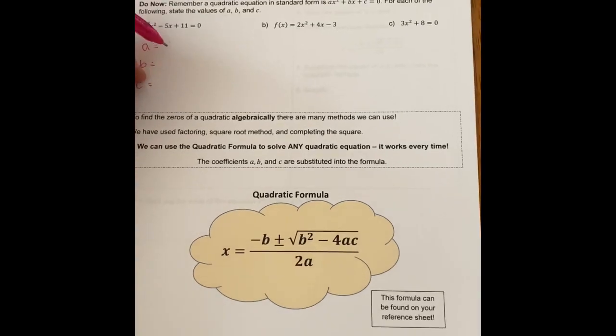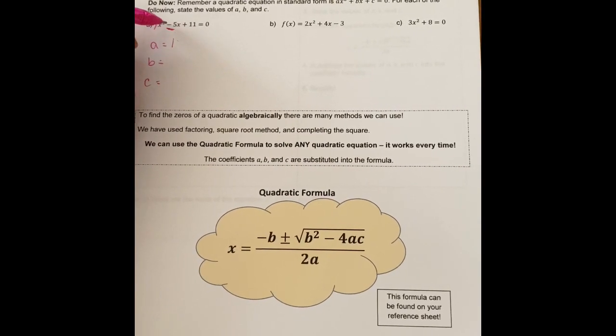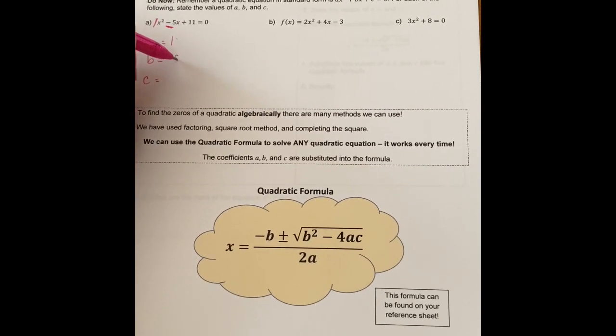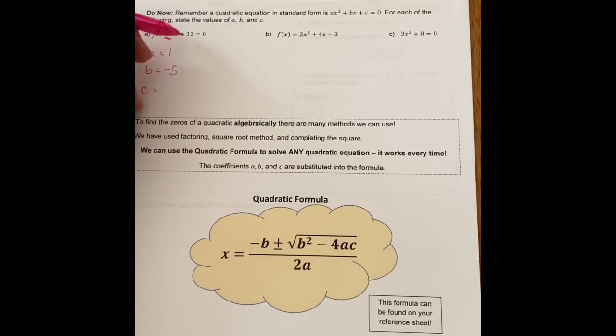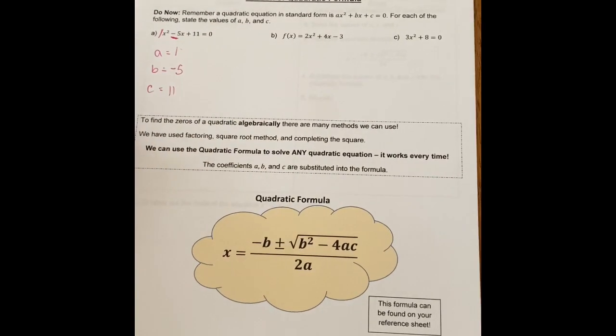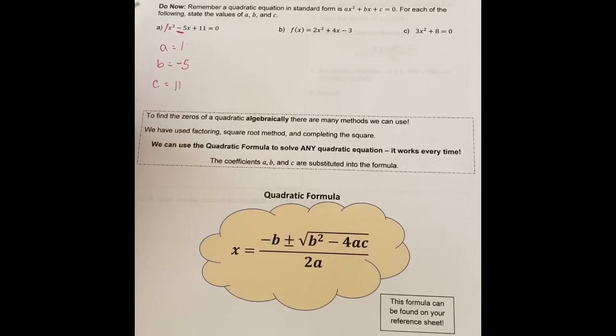All right, so my A is going to be a 1. My B is going to be a -5, right? It's -5, so it's a -5. And then I have a +10 right here. So that's +10, I'm sorry, +11. So my C is an 11. Okay, you could put a plus sign in front of it for +11, whatever works best for you.